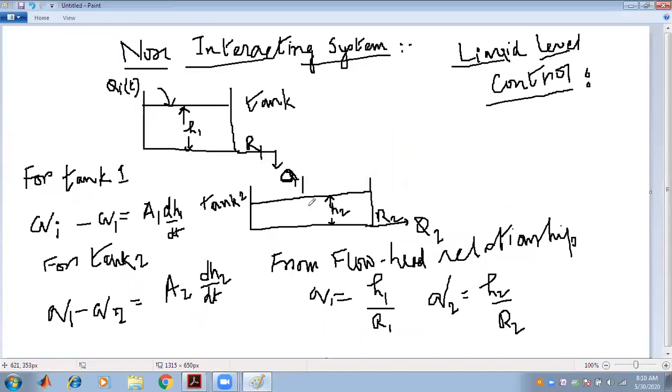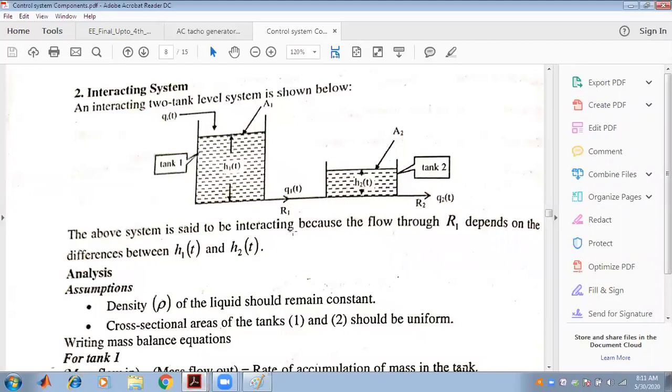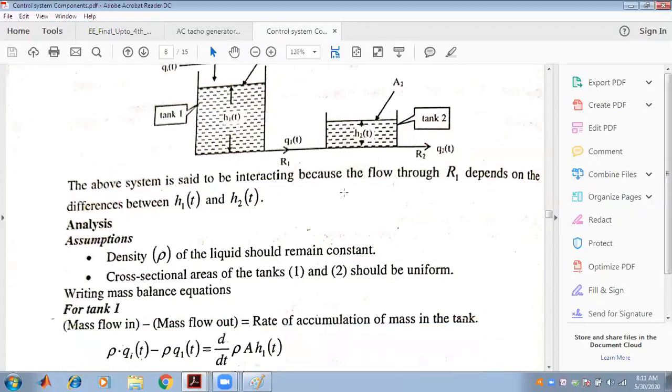in the non-interacting case any variation in the H2 in the tank has no effect on the variation occurring in the tank H1. But here the system is interacting because the flow through the R1 depends on the difference between the H1, the height of tank 1, and the height of tank 2. So the assumption is that density of the liquid remains constant and the cross-sectional area of tank 1 and tank 2 should be uniform.